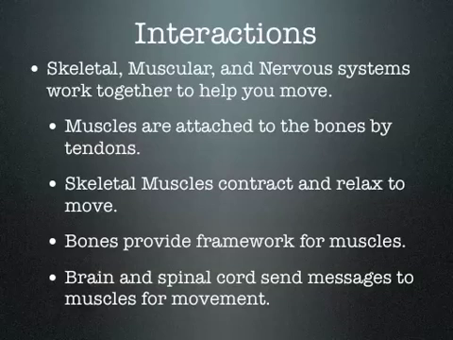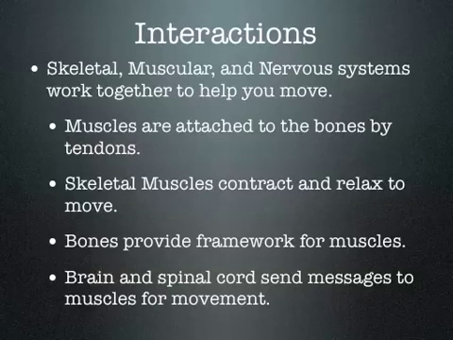The second interactions that we're going to talk about are skeletal, muscular, and nervous. These three systems work together to help you move. Muscles, which are part of the muscular system, are attached to bones, which are part of the skeletal system. They're attached by something called tendons. Since tendons attach to both muscles and bones, they're part of both systems.